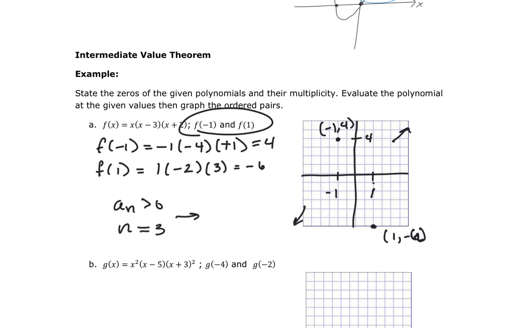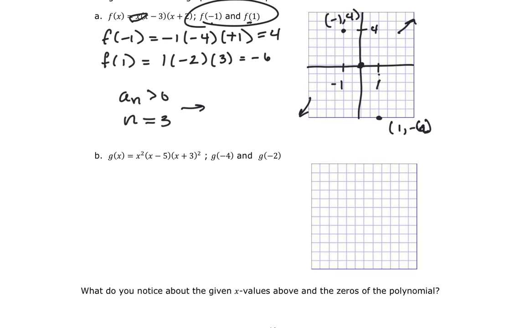So even if I didn't know any of that information, what I do know, since this is a polynomial, is somewhere between negative 1 and 1, because the outputs change from positive to negative, I had to have crossed. And in fact, I know I happened to cross at 0. But had I not known that, the intermediate value theorem would have told me that I had to have crossed.